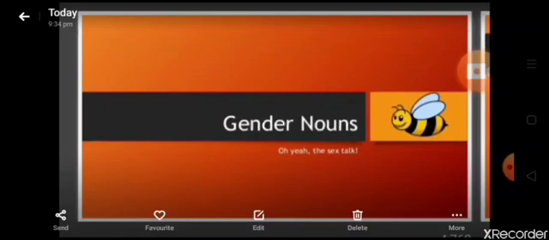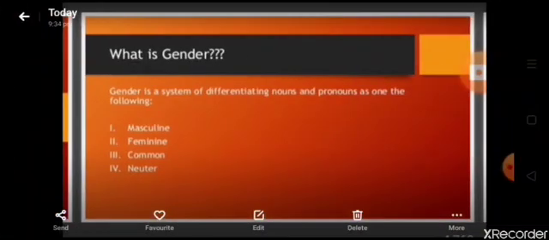So let's see what gender is. What is the meaning of gender? Gender is a system of differentiating nouns and pronouns as one of the following. In gender, we can see masculine, feminine, common and neuter gender. Gender is divided into 4 parts, or you can say kinds. First is masculine, second is feminine, third is common, fourth is neuter gender.